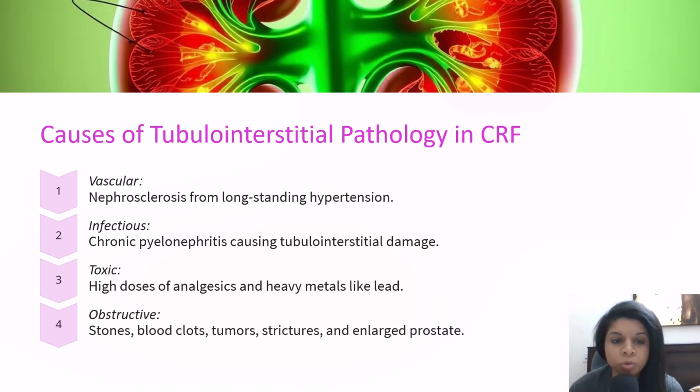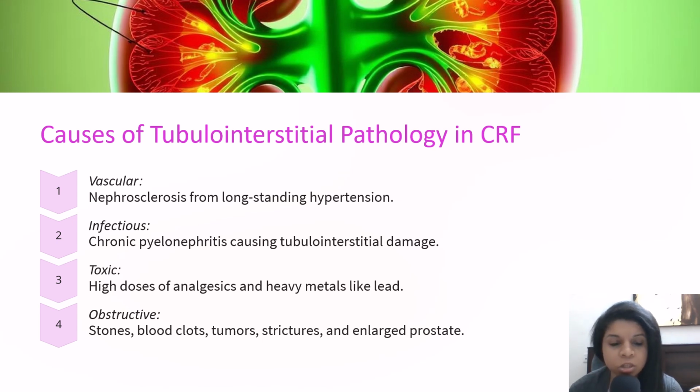And then in tubulointerstitial pathologies, I said tubules and interstitium are usually affected by toxins and infections. Toxins include high dose drugs like analgesics and heavy metals like lead, and infections are pyelonephritis. Other than that, it can also be due to vascular pathology of the tubules, that is nephrosclerosis, and then obstructive causes like stones, blood clots, tumors, stricture, etc.